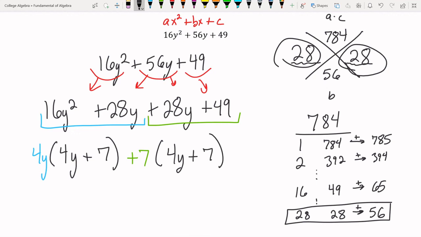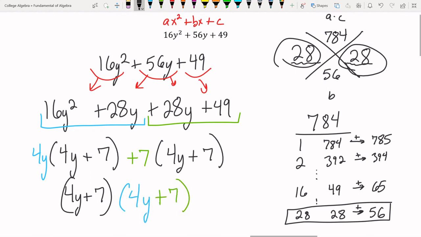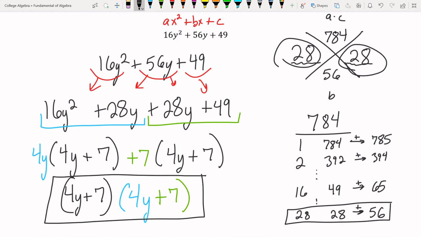And you see the black quantities are the same. That's what we want. 4y plus 7. And then on the outside, I'll write it like this. 4y plus 7. And you see we get the exact same terms for this because these numbers here were the exact same. That's typically how it happens. You'll get 4y plus 7 squared in this case.